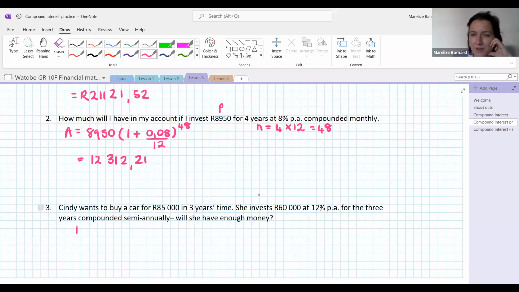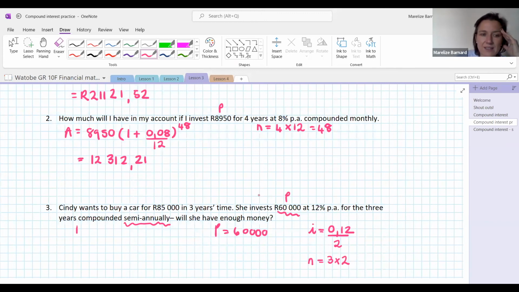We're getting conflicting answers here. So we have our P value, that's 60,000, and we are compounding semi-annually. So P is 60,000. Our interest rate is 12%, so that's 0.12. And because it's semi-annually, if you were paying attention in our first few examples, semi-annually means we divide by 2. And because it is for 3 years and she is getting interest twice a year, we have to times the years by 2.